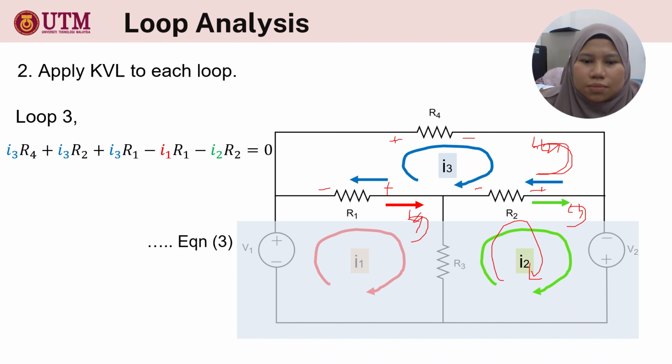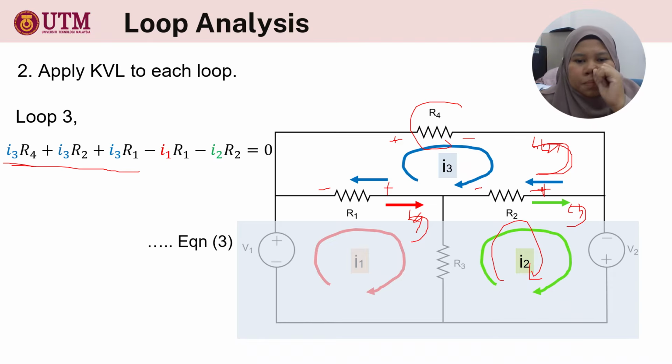Then, what is the equation? So, I3 multiplied with, start from here, R4. Positive I3, because we go through the positive terminal, so positive I3 multiplied with R2. Also the same, I3 multiplied with R1. We get all the I3 terms.